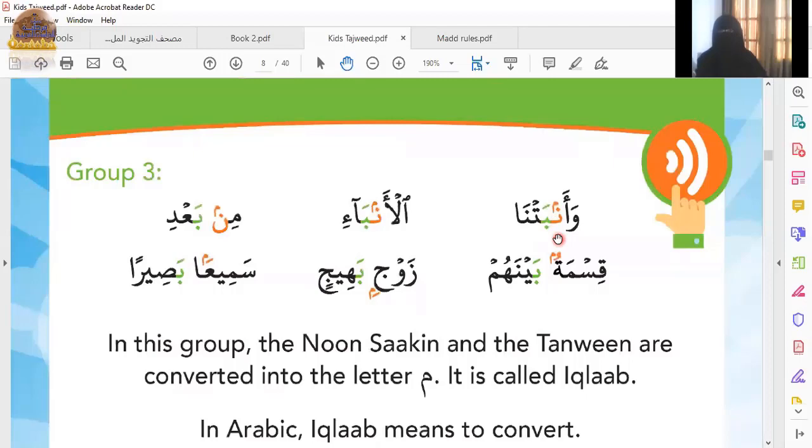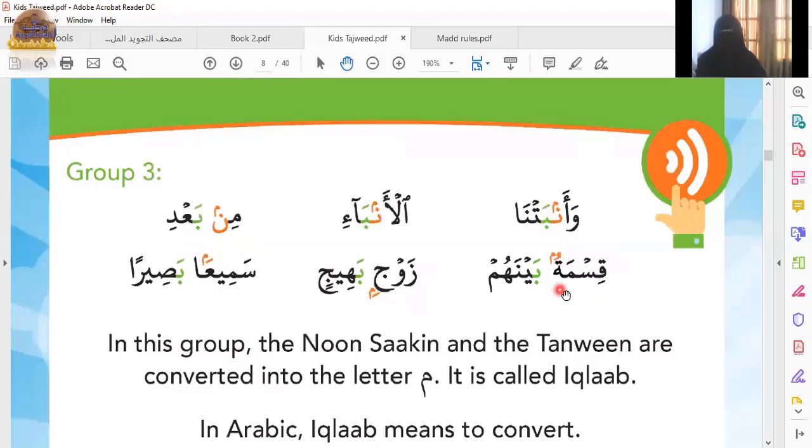Please repeat after me. أنبأ، أنبتنا. Another example for the Noon in one word: الأنباء. Another example for the Noon Saakinah in two words: من بعد، من بعد.